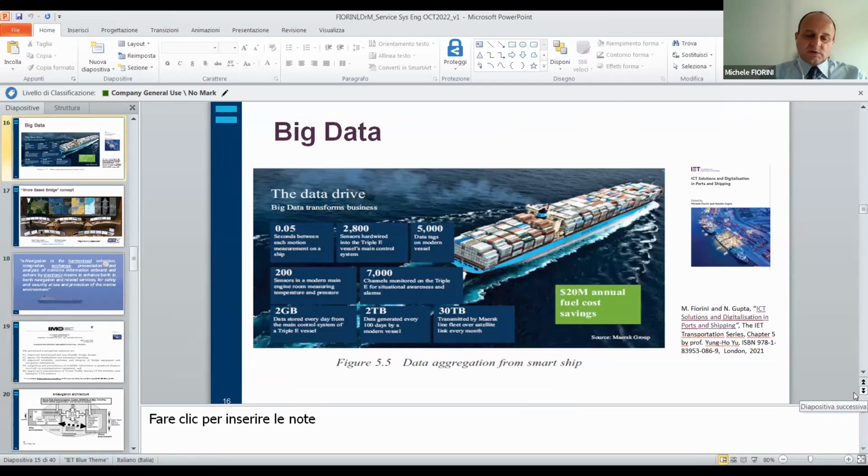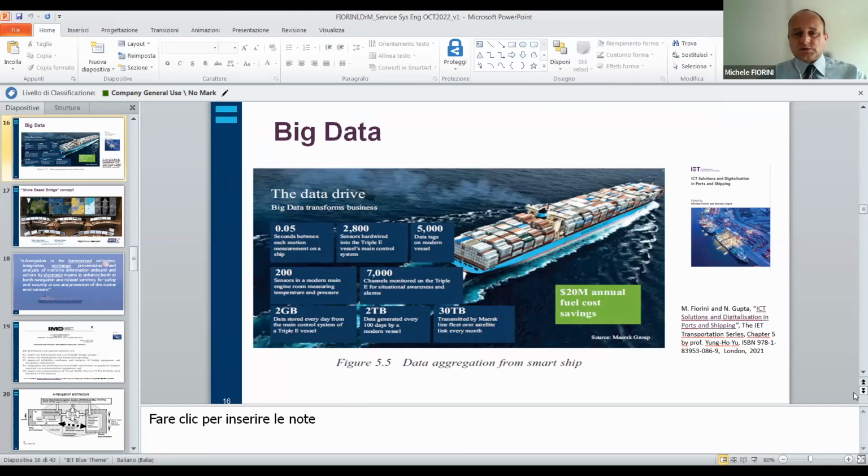In fact, when we talk about modern systems, we have to talk about big data, something that was probably already mentioned today. This is an analysis conducted by some colleagues from South Korea, and it shows the quantity of data that is produced by a single class 3E vessel navigating for 1 month. And we are talking about the magnitude of terabytes of data.